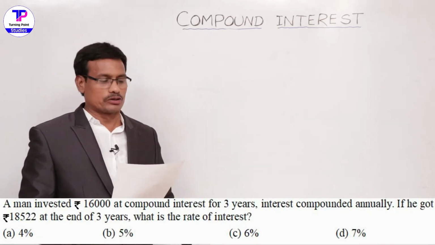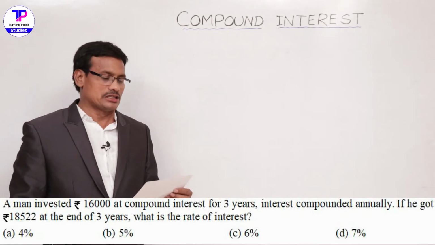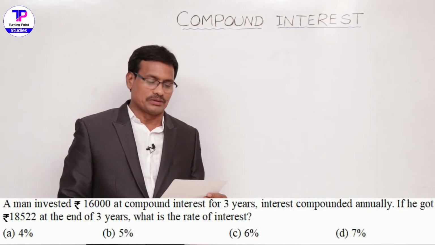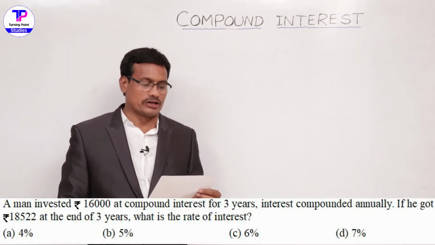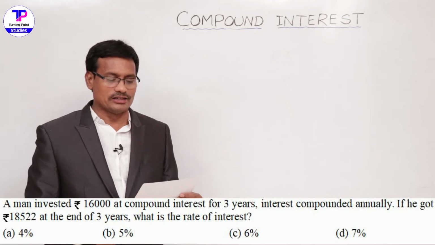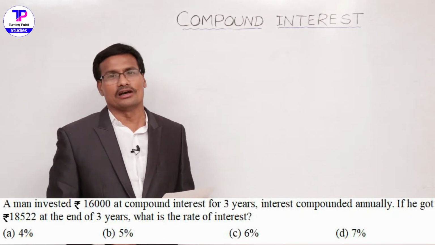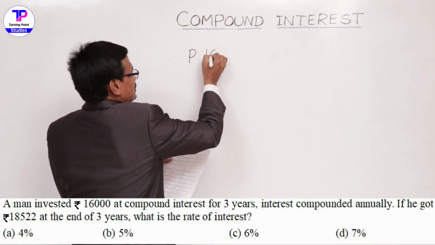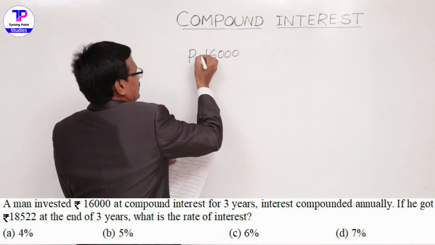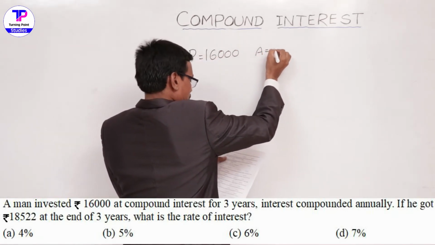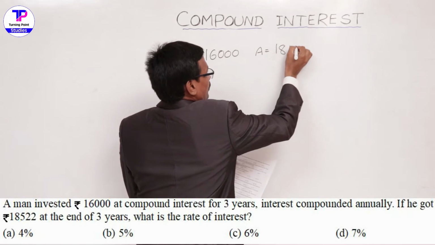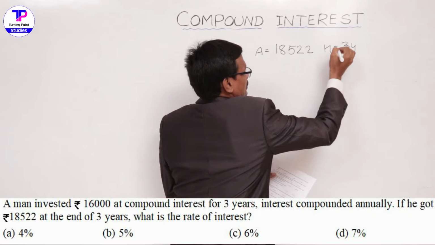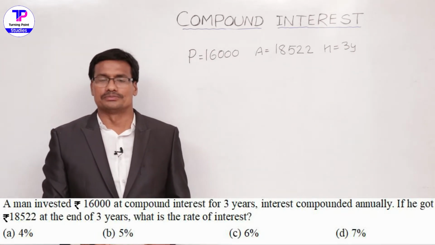Now come to question number 2, please. A man invested 16,000 at compound interest for 3 years, interest compounded annually. If he got 18,522 at the end of 3 years, what is the rate of interest? Here, the principal is equal to 16,000, the amount is equal to 18,522, the time is 3 years. Then find the rate of interest.